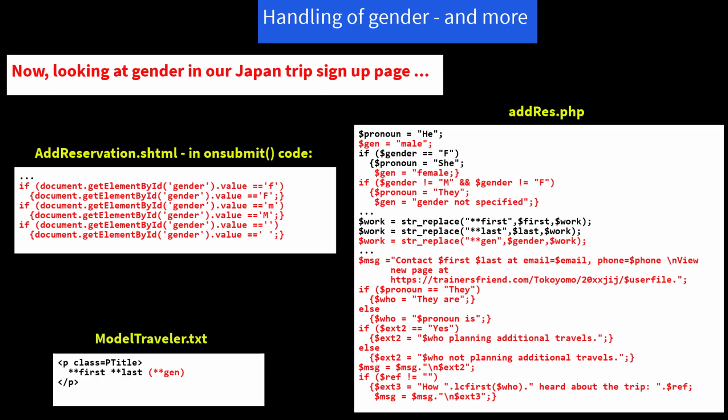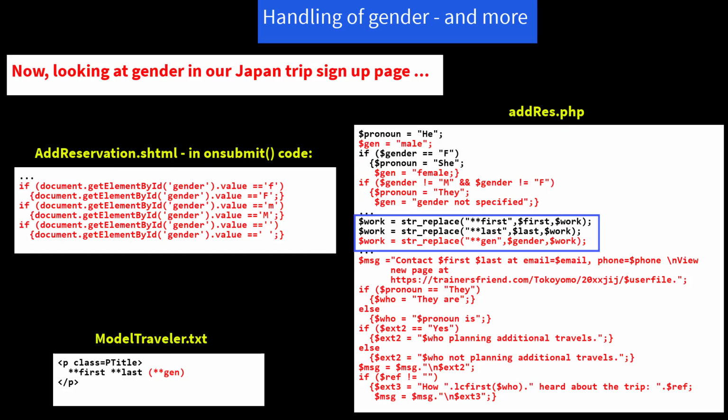Then in the PHP CGI, I made a number of changes. First of all, I initialized $pronoun and $gen. So $pronoun defaults to he and $gen to male. And then if $gender equals uppercase F, then pronoun equals she and $gen equals female. And then finally, if $gender not equal to M and $gender not equal to F, then $pronoun equals they and $gen equals gender not specified. Then after replacing the first and last names, I replace gender.